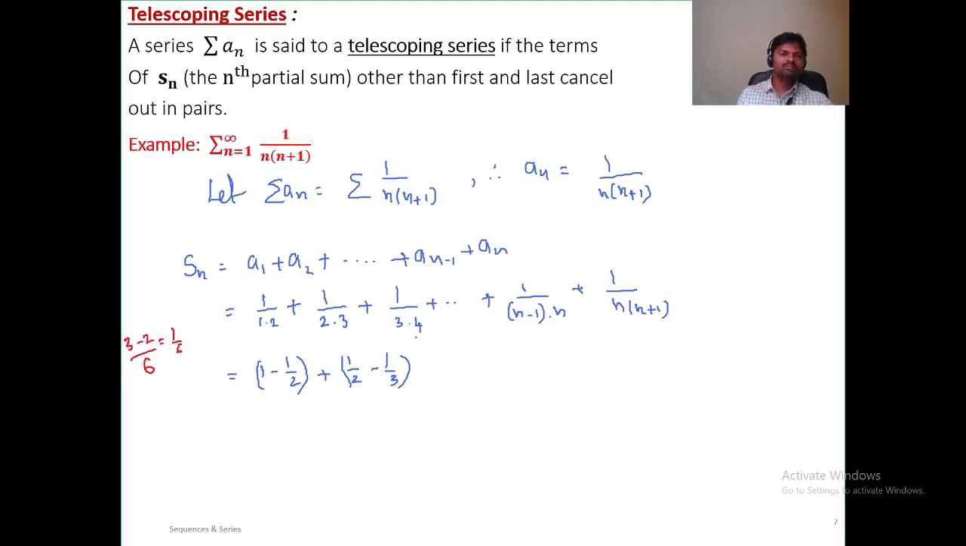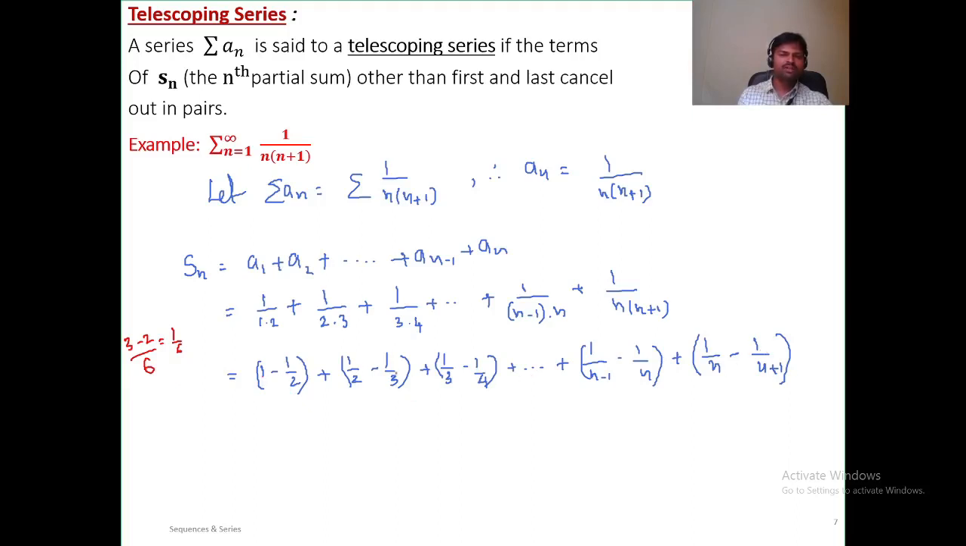Similarly, the third term I can write as 1/3 minus 1/4, like this. Plus up to so on plus the (n minus 1)th term, 1 upon (n minus 1) minus 1 upon n, and plus 1 upon n minus 1 upon (n plus 1). You simplify this again, you will get back the same terms. Now, what is the first term in this expression? 1 is the first term. What is the last term? 1 by (n plus 1).